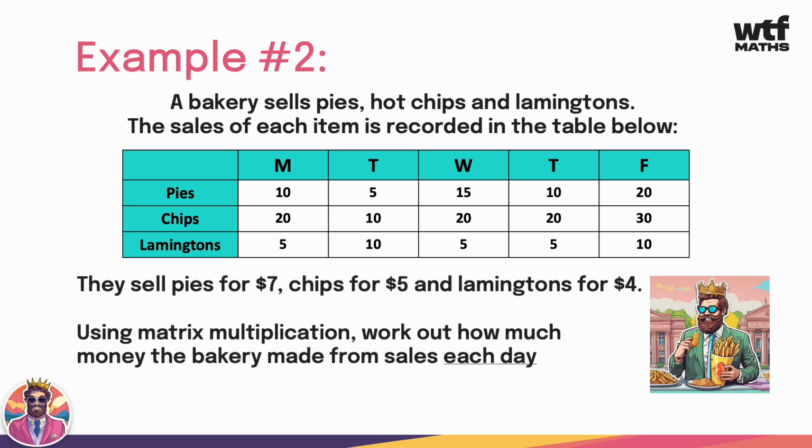So again, we're going to use matrix multiplication. We're going to work out how much money the bakery made from sales each day. So just have a think. If we're trying to work out the sales each day, our answer should have 5 somewhere in the dimensions, okay? So we need to have some sort of 5 either in a row or a column in our answer. So let's try to work out this problem.